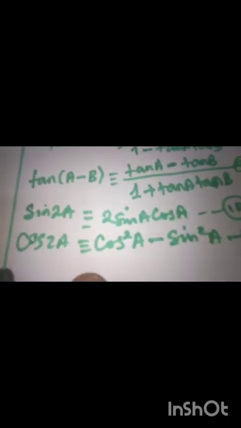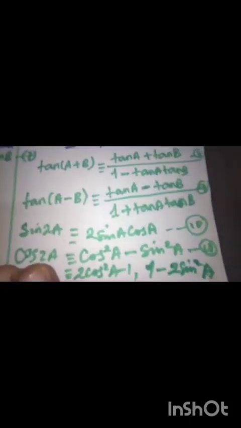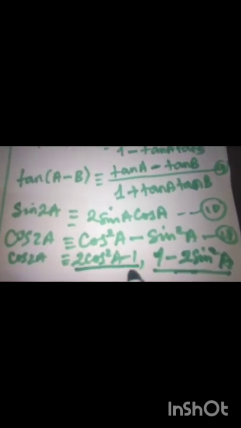This same cos 2a, when we replace cos square here, can equally give me 2 cos square a minus 1. And it can also equally be 1 minus 2 sine square a. You see, by using this, we are obtaining these other two. These are the other two forms of cos 2a.